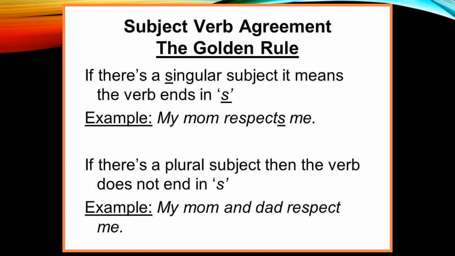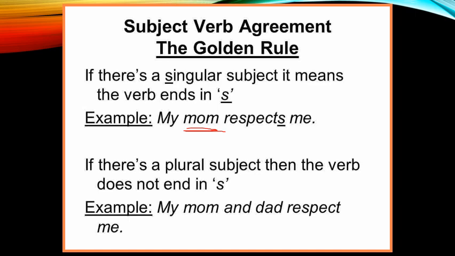Now here comes the golden rule of subject-verb agreement. If there is a singular subject, it means the verb ends in S. So here comes my mom. So mom is singular, plural? Singular. My mom respects me. Singular subject, mom, verb ends in S, respects.